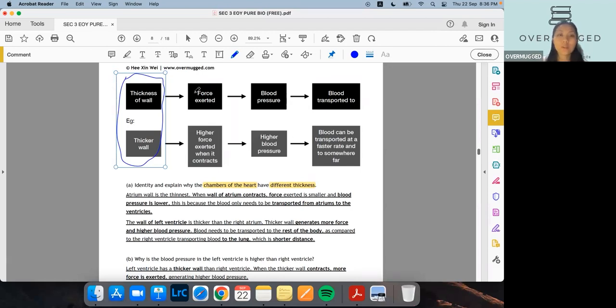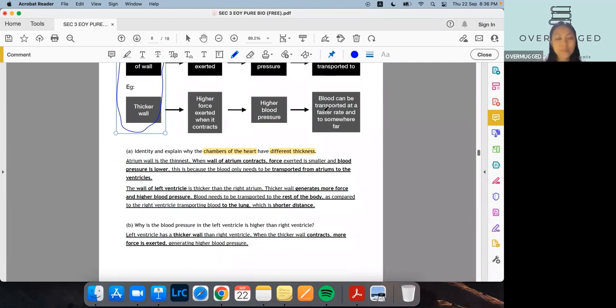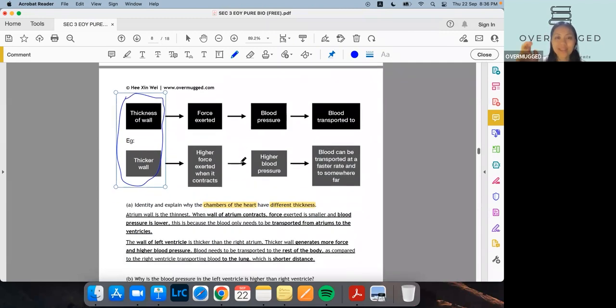So in this question, if you don't talk about the force, don't talk about the blood pressure, you only talk about this, it's an incomplete answer. You do have to talk about all three points, okay? So that is your template. In bio, there's a lot of templates for answers. What I mean by template is that the question may be phrased very differently, but the keywords are the same.